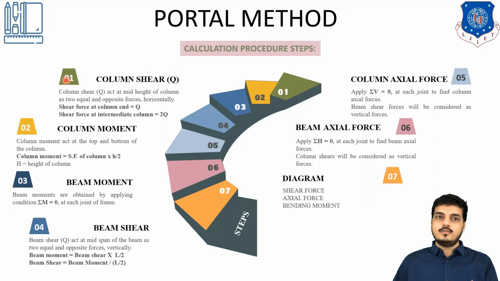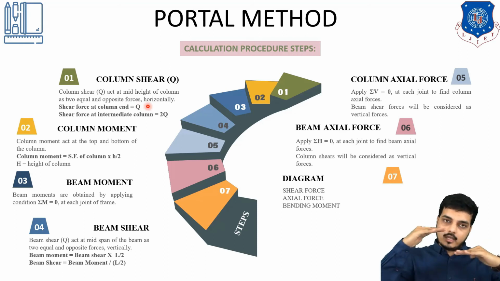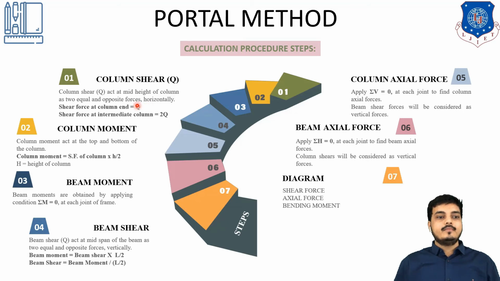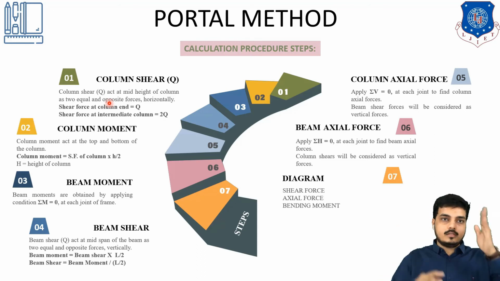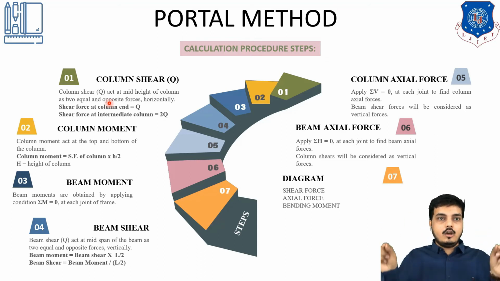So the first step is column shear. As the Portal method is based on proportional column shear, we will be starting with column shear, known as Q. Column shear Q acts at mid height of the column as two equal and opposite forces. The value will be equal, but the direction will be opposite. The shear force at the column ends: let's assume there are 4 columns, 1, 2, 3 and 4. The end columns will have shear Q, and the intermediate columns, which are columns 2 and 3, will have 2Q. So this is the first step to be followed.